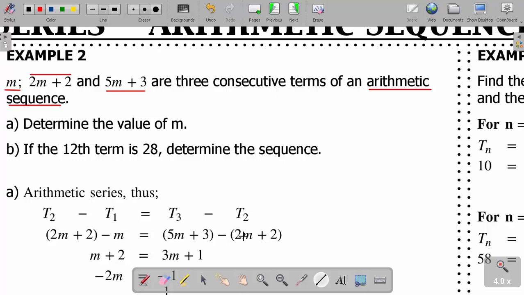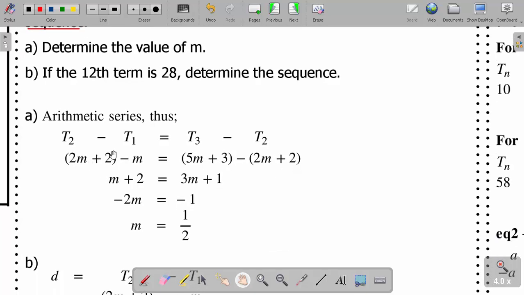So when I open brackets here, I'm going to get 5m minus 2m, which is 3m, and then 3 minus 2 giving me 1 here. Now the other side I have 2m minus m, which gives me m, then plus 2. So 3m becomes minus, so m minus 3m gives minus 2m, and then this positive 2 becomes minus, so 1 minus 2 gives minus 1, so m equals 1 over 2. Hope we are together. So our m is 1 over 2.